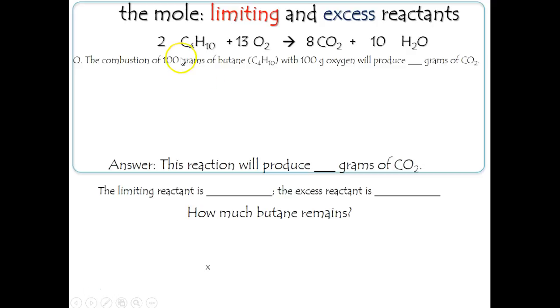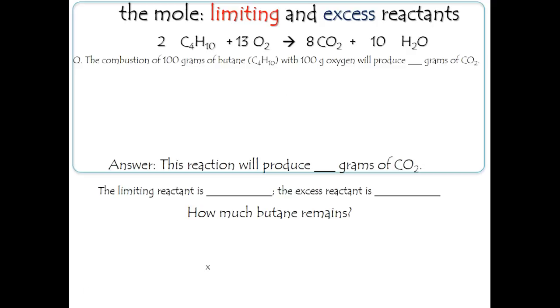All right, the question says we're burning 100 grams of butane. That's a pretty good cylinder of butane. And we only have 100 grams of oxygen. How many grams of carbon dioxide will it make? I wonder if that is enough oxygen, right? The textbook way to solve it is to see how much product both situations can make: 100 grams of butane, assuming excess oxygen, and the reverse. The lower number wins.